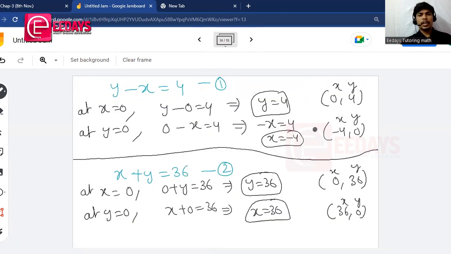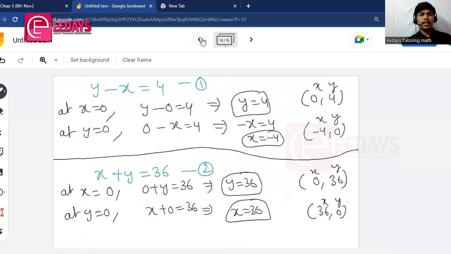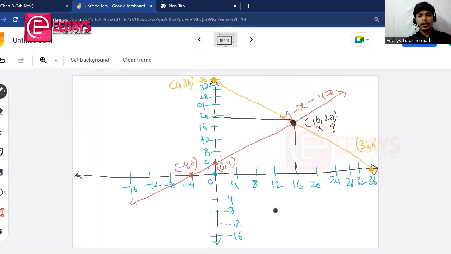After getting the equation, you can take the points as we did in the graphical method and just draw the graph. The two lines are meeting at this point, which is 16 comma 20. So you can write here: the width of the garden is 16 meters and the length of the garden is 20 meters. Yeah, you just write like this.